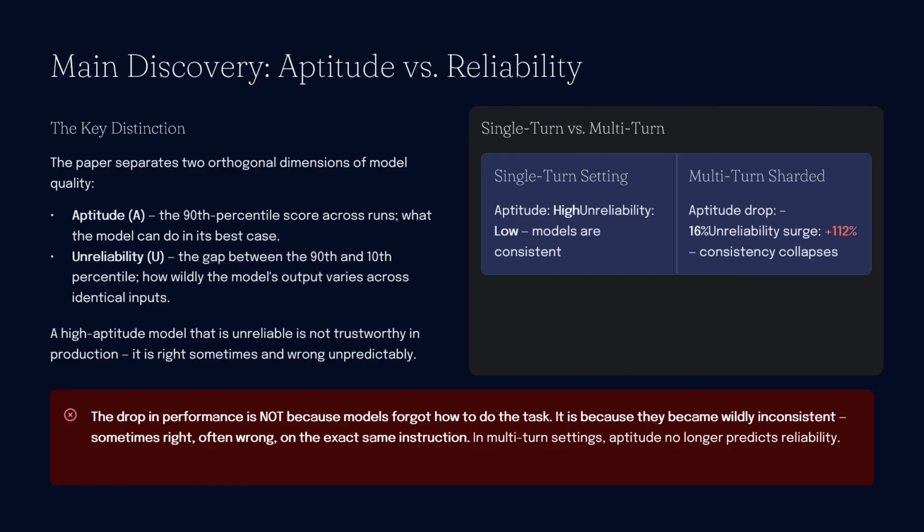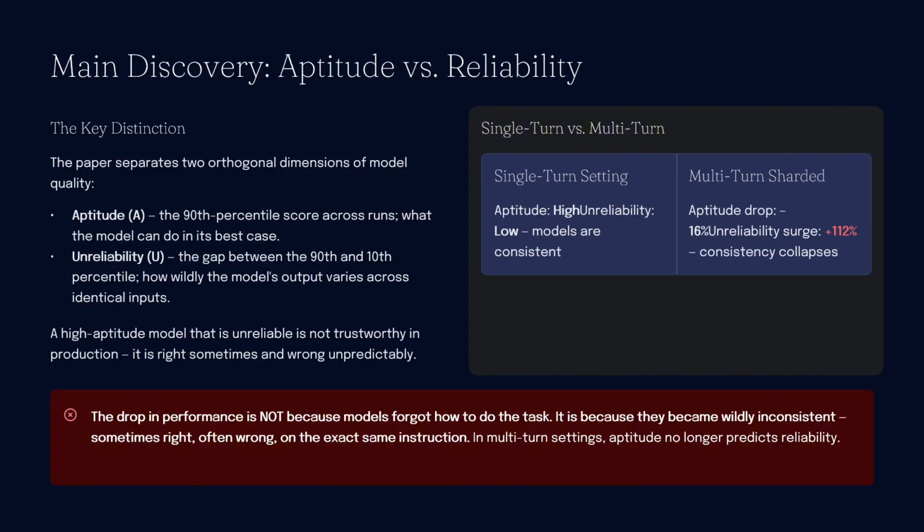Now, here's the paper's most important analytical insight, and it changes how we should think about LLM evaluation entirely. The authors separate two different dimensions of model quality: aptitude, the 90th percentile score, meaning best case performance, and the unreliability, the gap between the 90th and the 10th percentile, meaning how inconsistent the model is across identical runs.